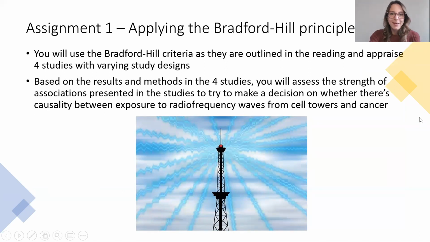Now, for assignment 1, you need to apply those criteria when you're looking at 4 studies that are exploring the relationship between exposure to radio frequency waves from cell towers and cancer. Full disclosure, I was inspired to do this type of assignment because of all of the negative attention that 5G cell towers were getting this summer when I was designing it. So I thought it would be interesting to examine what the health studies say about cell towers and potential links to health. That'll be up to you to explore.